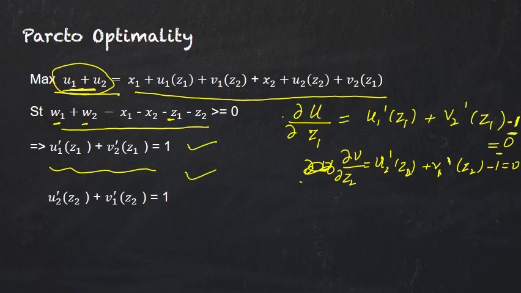So just to recall, what were the equations we did some time back? The equations we did some time back were U1 dash Z1 equal to 1 and U2 dash Z2 equal to 1. See, this is the point which is most important right here. Let's compare.